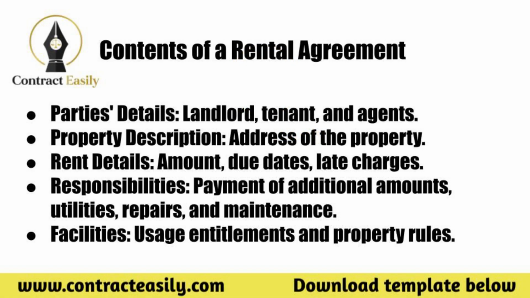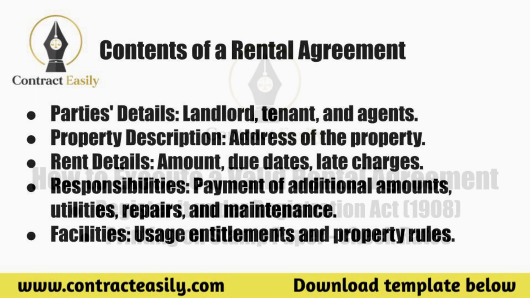Now, let's explore the crucial contents of a rental agreement, as highlighted in our slide. Parties' details mainly include details about the landlord, tenant, and agents. Property description is the address of the property and is crucial as it has to be accurate to avoid future disputes. Rent details deals with amount of rent, due dates, late charges as and when applicable. Responsibilities, payment of additional amounts such as security, utilities, repairs, and maintenance. Facilities are also often included, such as usage entitlements and property rules.